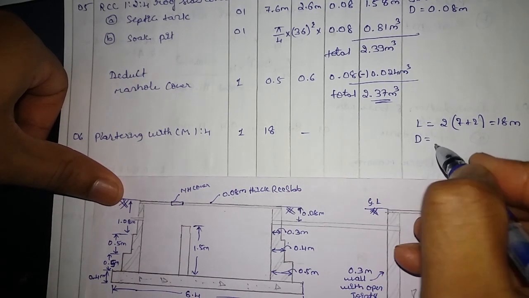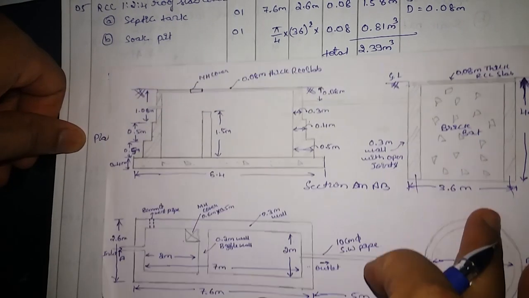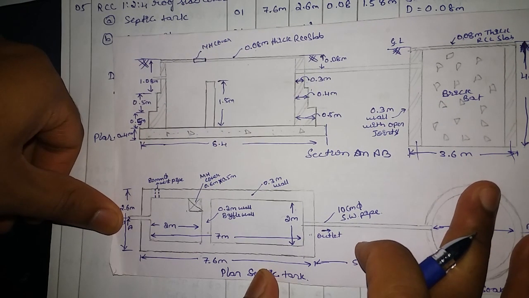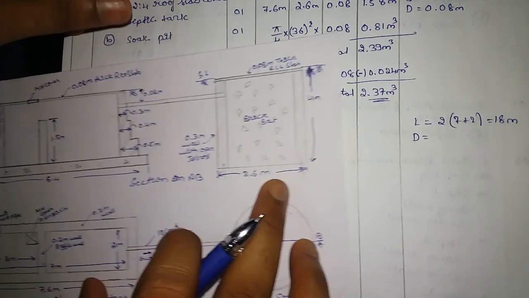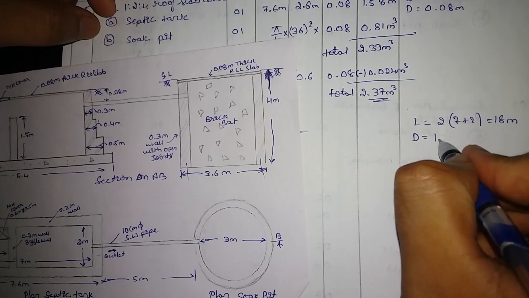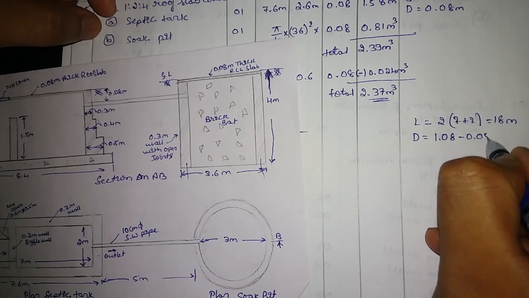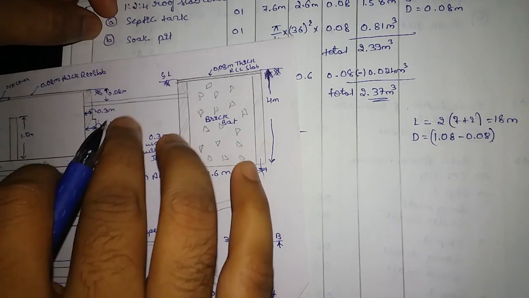Here there will be depth availability. So by seeing the diagram, look at the depth, get the exact depth. So for that, what I will write here, 1.08 minus 0.08. I will tell you where we got this part.